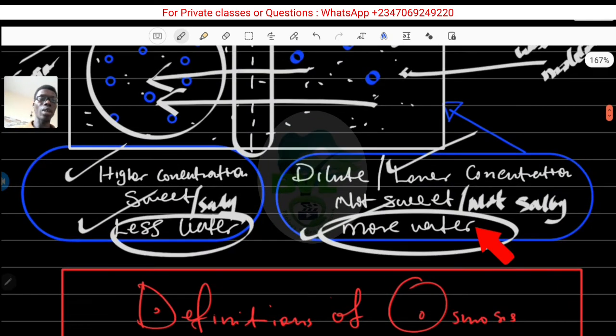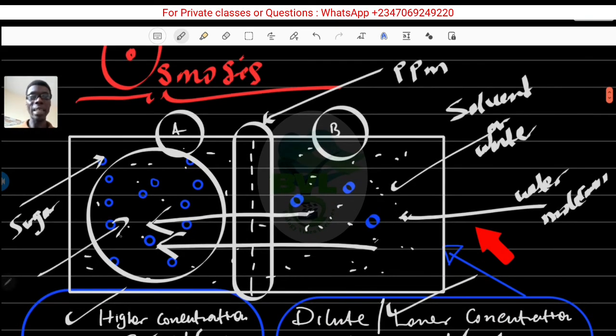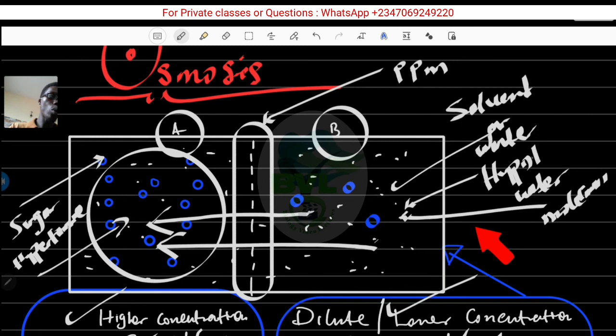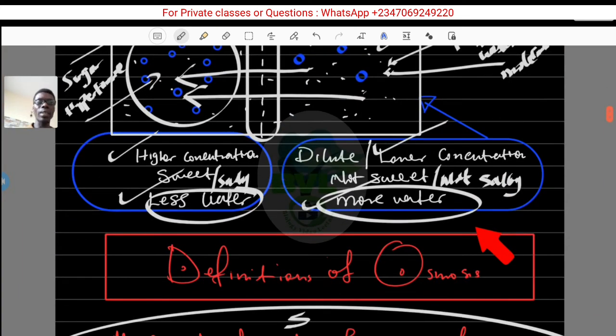Then also, we can call this area hypertonic. It means the same thing as saying concentrated, hypertonic. This area means hypotonic. So it means that it's dilute. So hypo means low, tonic means concentration, so to say. So those are the other ways you can define it.